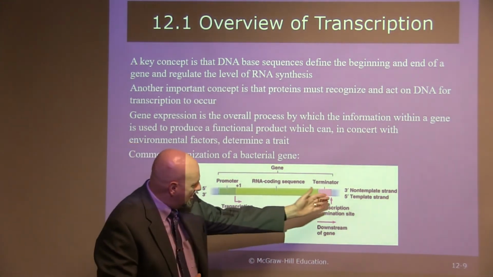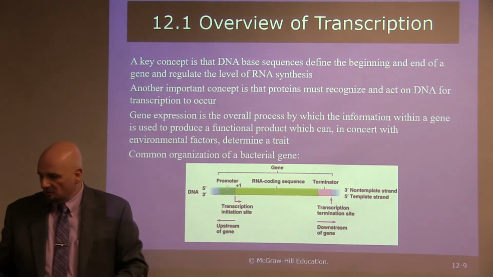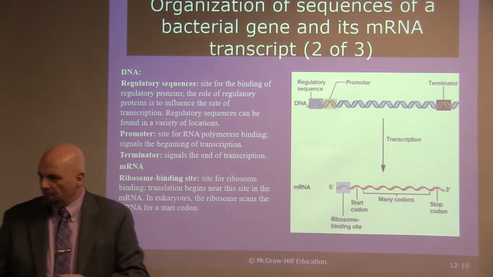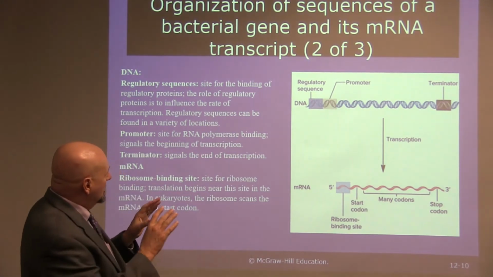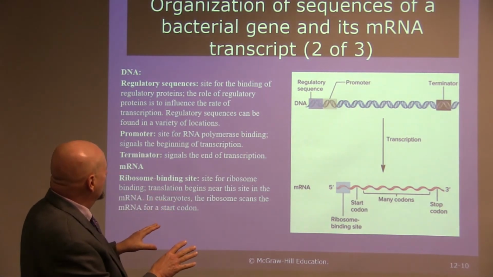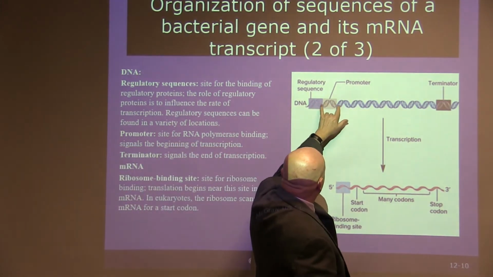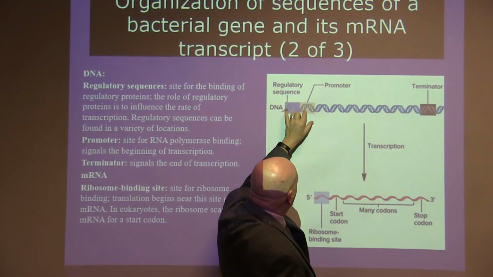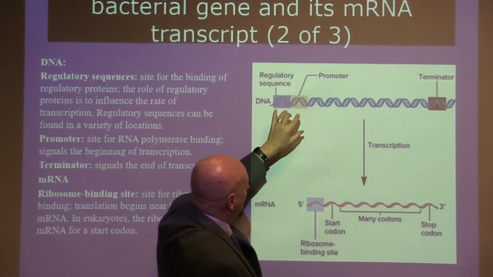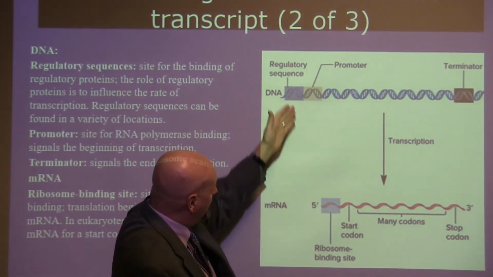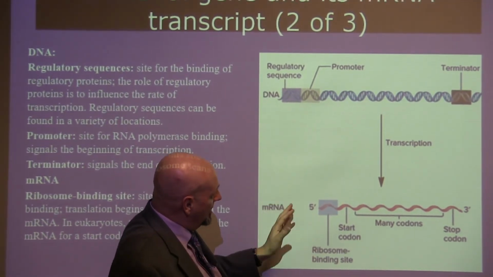Now this again is the common structure that we see in a bacterial gene, and it can also be reflected in eukaryotic genes. So if we take a closer look at this, the regulatory sequence, which is going to be the promoter, right along in here, is the area that's going to be interacting with the RNA polymerase. And then of course you have the coding, and then you have the terminator, and you get transcription. And from that, you now get a messenger RNA.